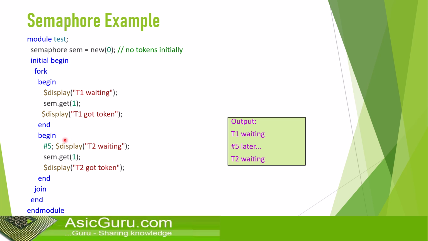Now the next process starts. After a delay of 5 time units, it prints T2 waiting. And then it also tries to get a token from the semaphore, and it also blocks because no tokens are available. So the output of this program would be T1 waiting. After a delay of 5 time units, it would print T2 waiting. And after these messages, the simulation will halt because both processes are waiting indefinitely for a token that will never become available because we are not creating it.